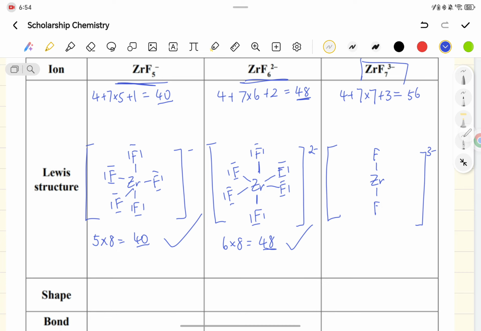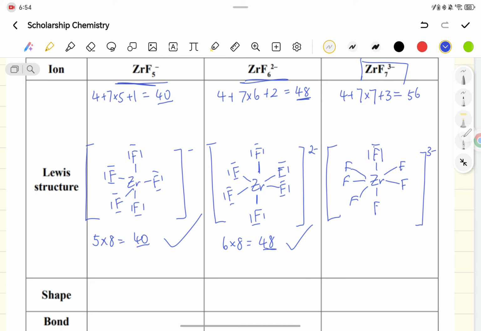Again, there are only 2 atoms on the axial positions, one up and one down, and then the rest go on the equatorial positions. In this case, there are 5 equatorial positions, and each F has 6 nonbonding electrons, so 3 lone pairs. I'm not going to draw them in because there's just not enough space, but you can draw it out if you want. I'll draw one as an example.